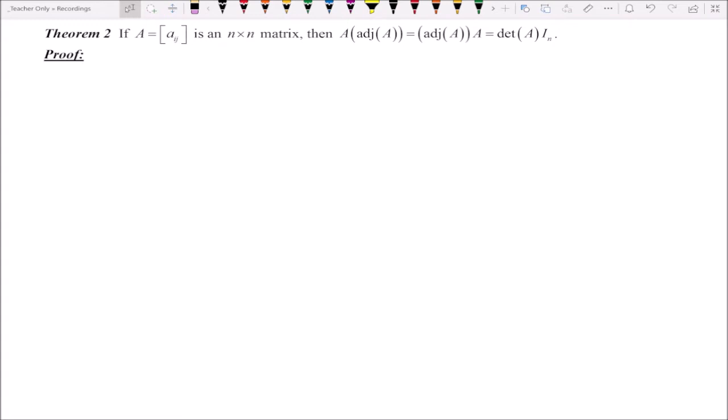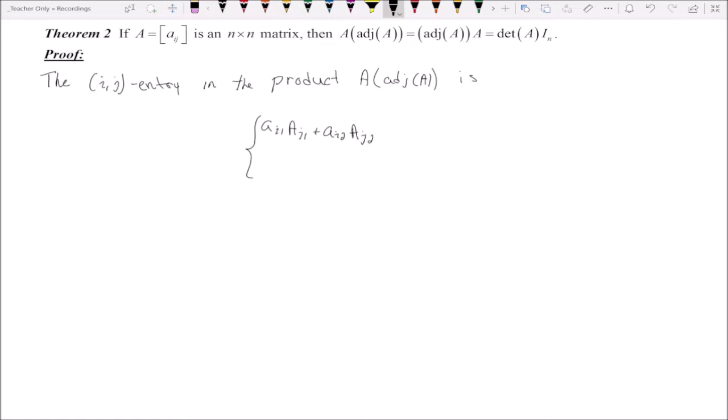So let's look at this as proof. So the ij entry in the product A times the adjoint of A is, and it'll be piecewise, a_i1 a_j1 plus a_i2 a_j2 plus so on and so forth plus a_in a_jn, which equals the determinant of A if i is equal to j, and it equals 0 if i does not equal j.